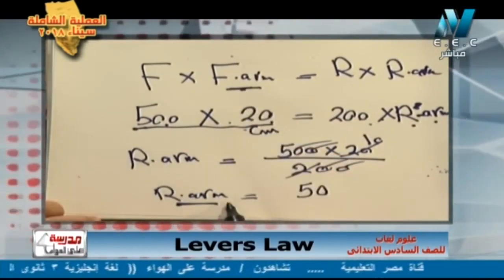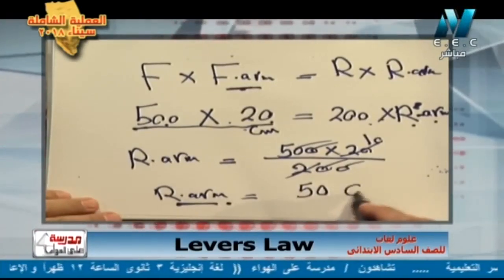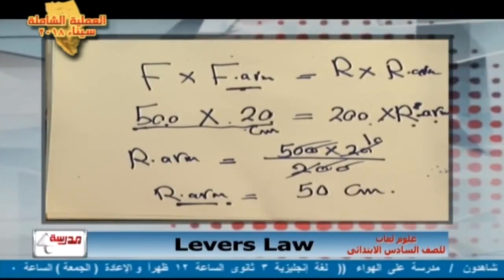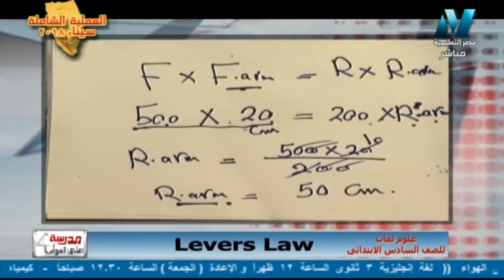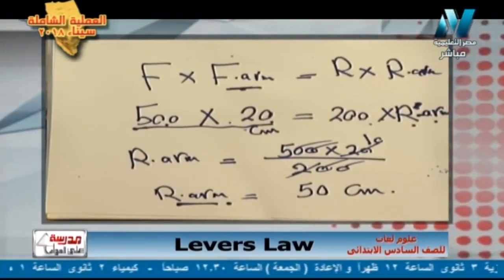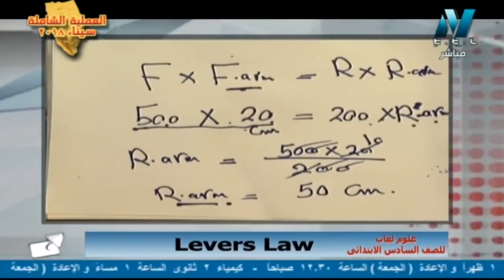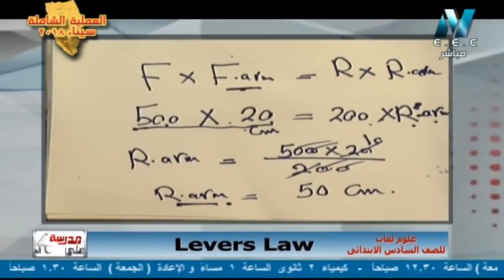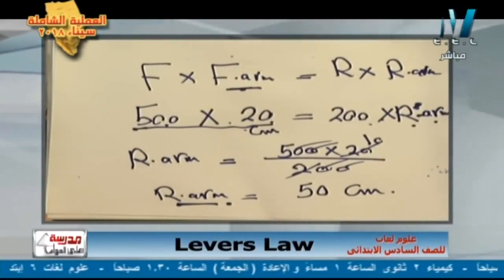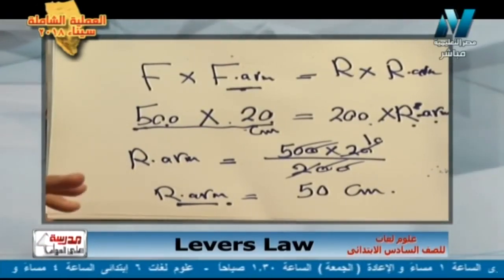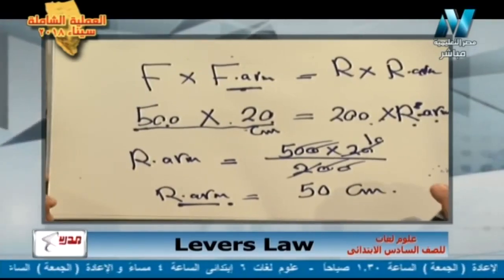So the resistance arm is the same unit, 50 centimeter. Okay? So in this way, I can solve any problem of lever law easily, if I only write the law and conclude the values from the problem, and also find the absent value, the demanded value. So surely there is only one value that I don't have, and I'm asked to find it.